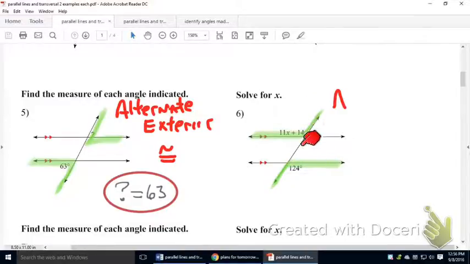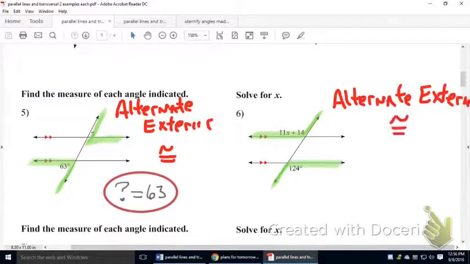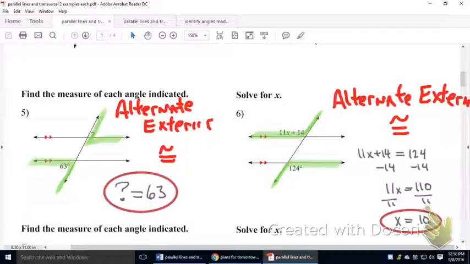Same relationship on number 6, alternate exterior. And because on number 6 they are congruent, alternate exterior are congruent, we write another equation and we solve. Now's a good time to raise your hand with any questions.